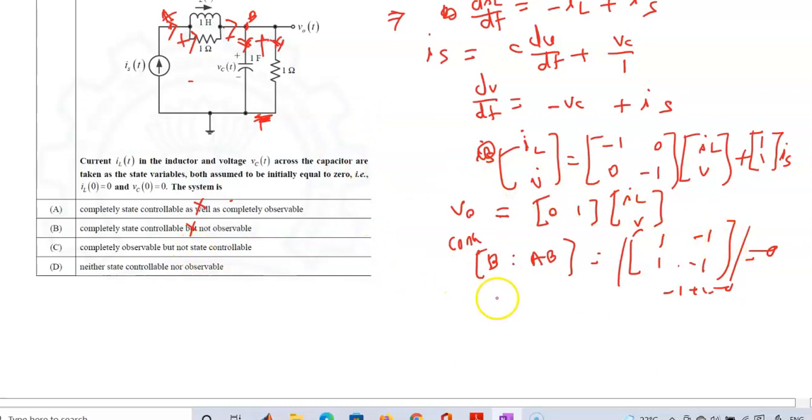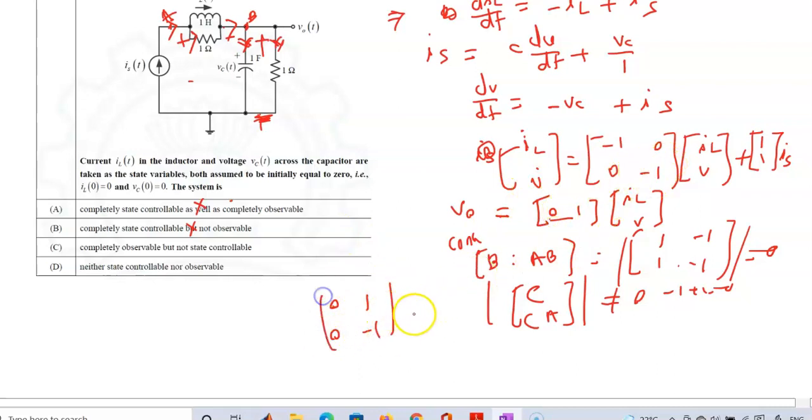Let's move to the observable. State observable means the matrix of C and CA should have a determinant that is not 0. So C is your [0 1], and CA is C multiplied with A. The first column gives you 0, then [0 1] multiplied with that gives your -1. So the determinant is clearly 0. It is also not state observable.